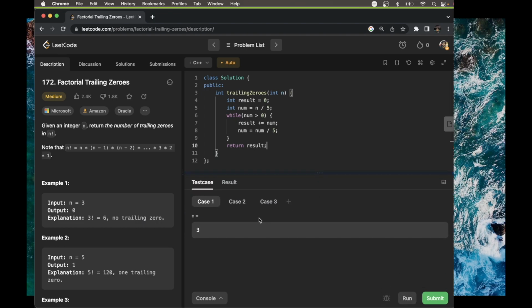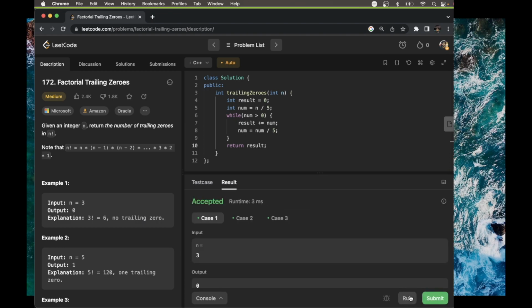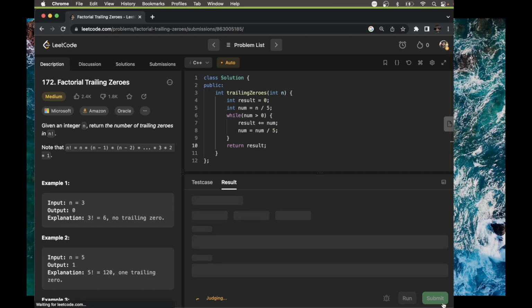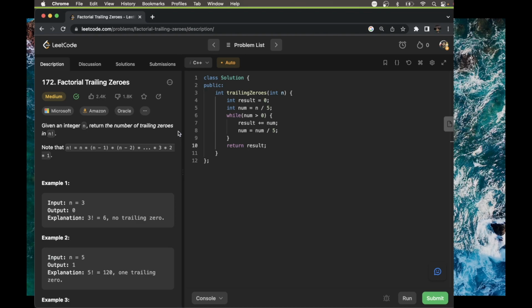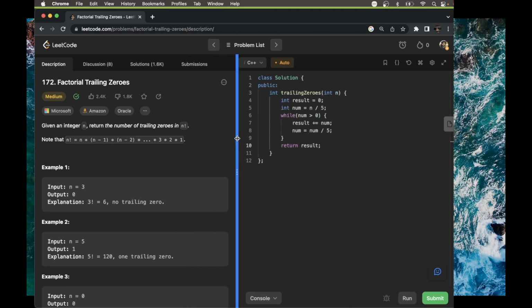Now let's see. So there are these three sample cases. First of all, we can try to run our sample cases to see if it is working. You can see all the sample cases are working. If you submit it, you can see it's accepted. Very clean solution altogether, right? And that's how you submit a problem on LeetCode.